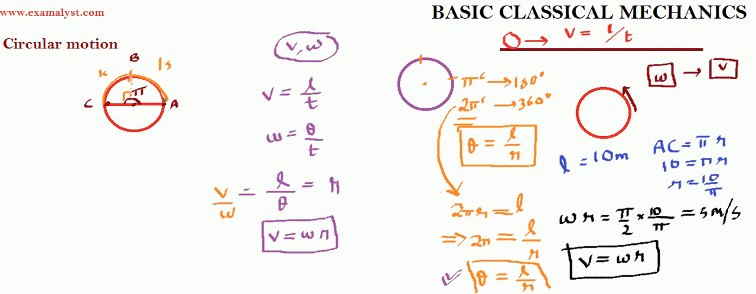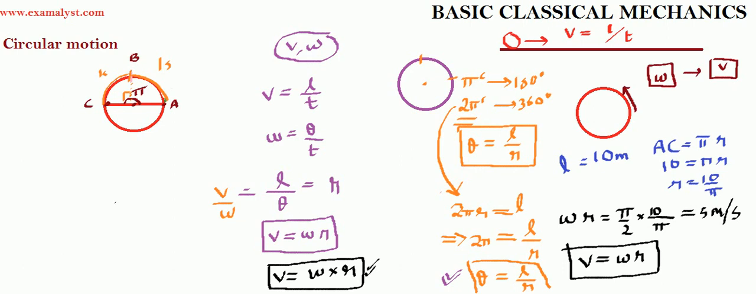Now you might have read in your books that V is actually written as omega cross R. So from where does this cross product come? You know, cross product means there is a sine theta term. So from where does the sine theta term come? We'll discuss in the next lecture.